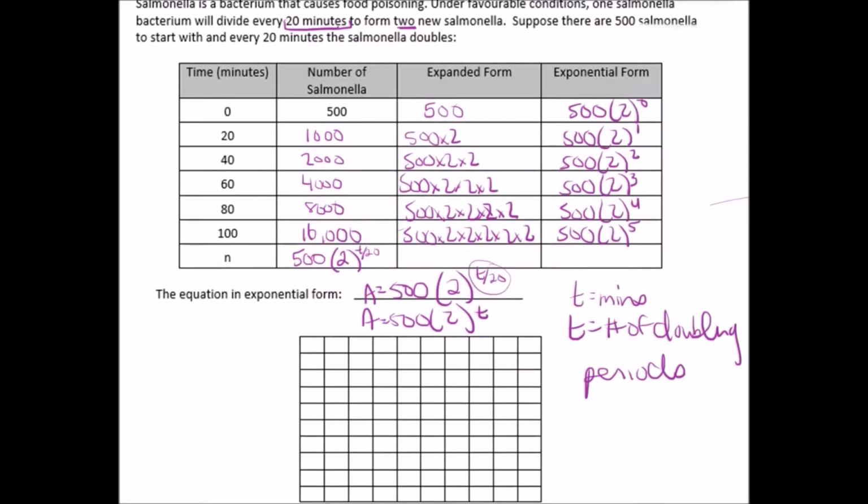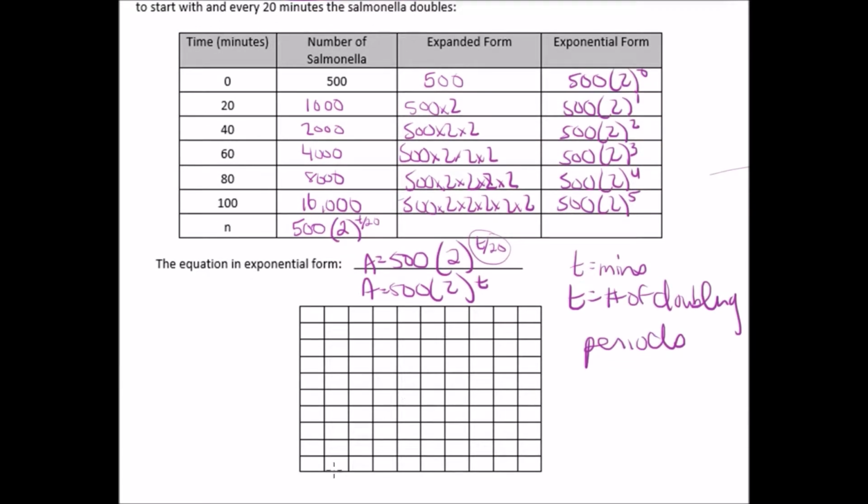So let's scroll down a little bit and we will plot this. So we know we start at here. Let's go 1, 2, 3, 4, 5, 6. So this is T, number of doubling periods. And this is going to be A, the amount of Salmonella.